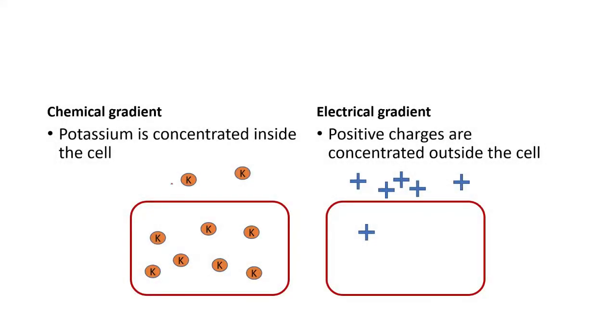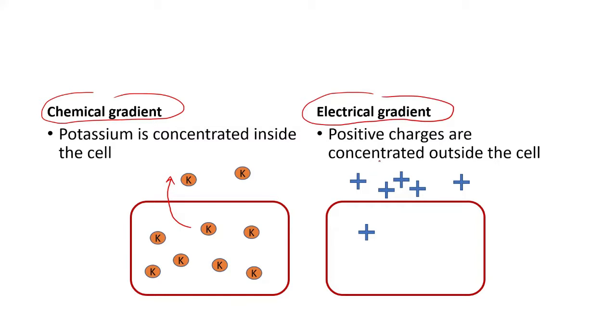All right, so here are two different cells. Let's first tackle the chemical gradient. So here potassium is concentrated inside the cell. Potassium wants to move out because of that gradient. All right, that's something we've talked about before. Electrical gradient is a little newer.